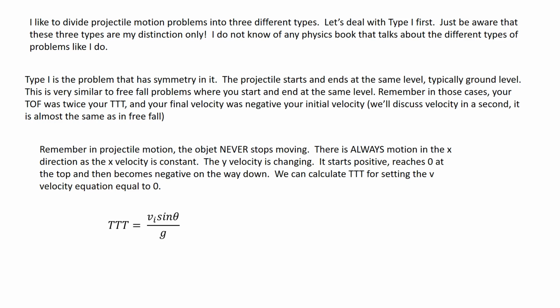Remember, in projectile motion, the object never stops moving. There is always motion in the x direction as the x velocity is constant. The y velocity will change. It starts positive, reaches 0 at the top, and then becomes negative on the way down. We can calculate time to top, TTT, by setting the y velocity equation equal to 0. Here's the equation. TTT is equal to Vi sine theta divided by g.